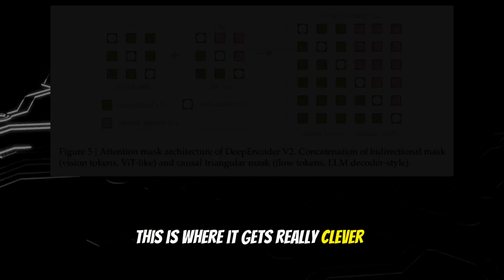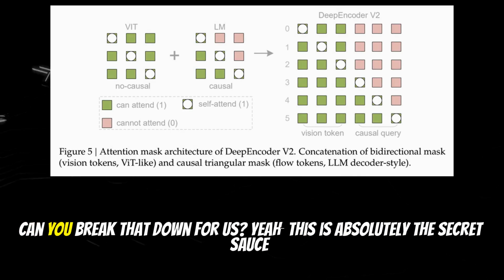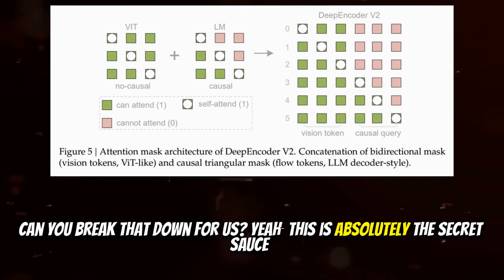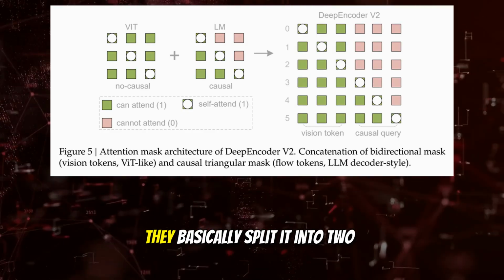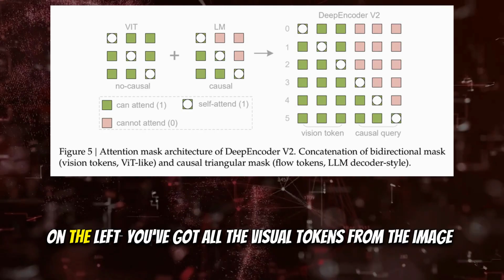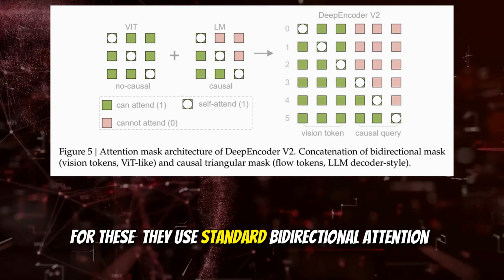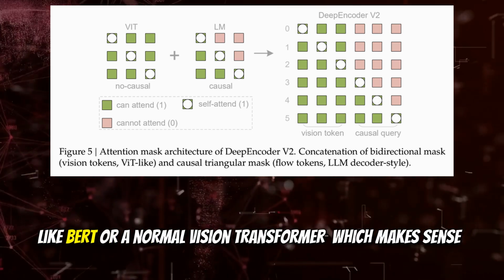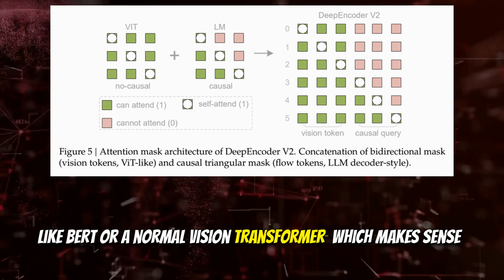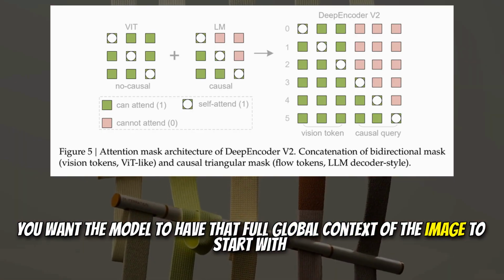This is where it gets really clever. They talk about a dual-stream attention mechanism or a hybrid mask. Can you break that down for us? Yeah, this is absolutely the secret sauce. So picture the attention matrix inside the transformer. They basically split it in two. Okay. On the left, you've got all the visual tokens from the image. For these, they use standard bidirectional attention. Every token can see every other token. Like BERT or a normal vision transformer, which makes sense. You want the model to have that full global context of the image to start with.